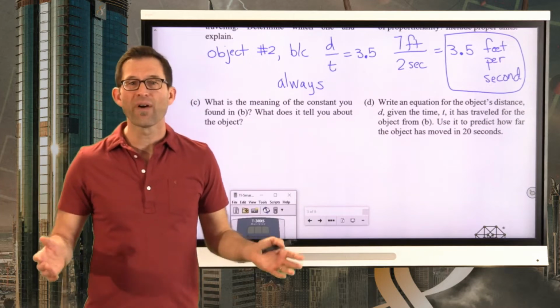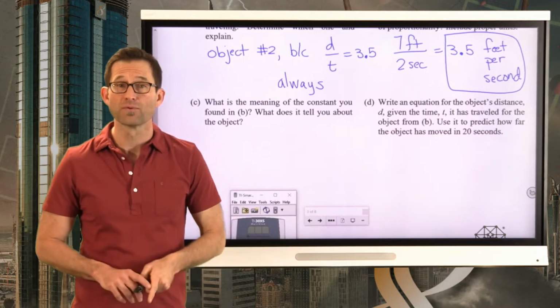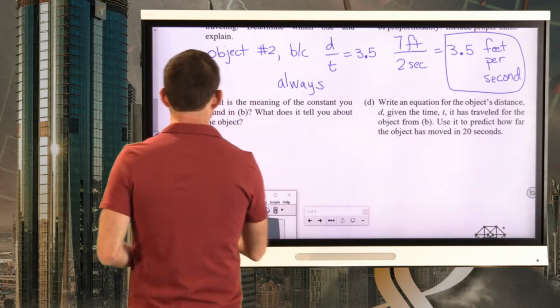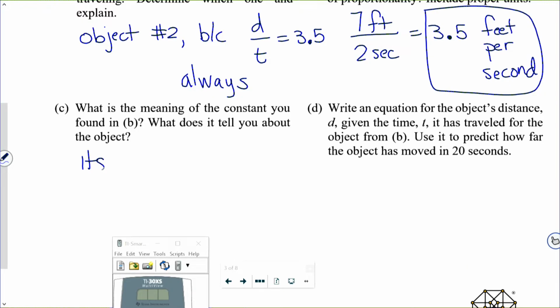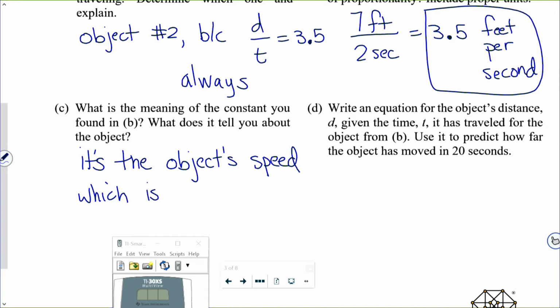Well, it tells us how fast it's moving. It's the speed of the object, which is how fast it's moving.